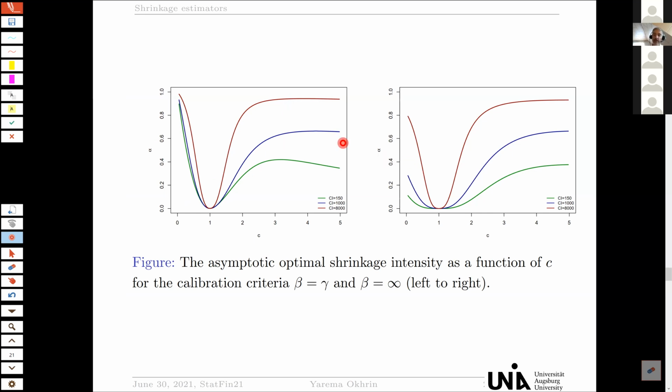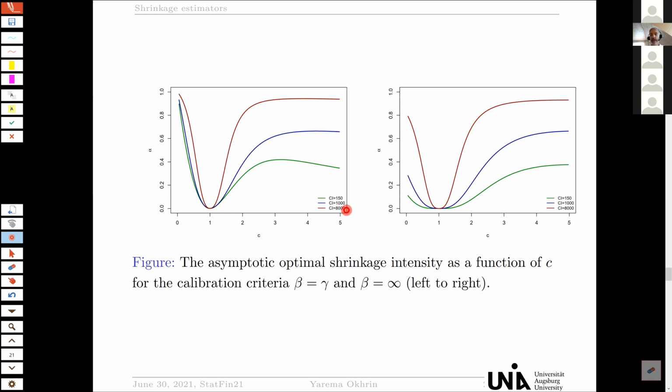So on the left-hand side, it is for the case when beta is equal to gamma. And on the right-hand side is if beta is equal to infinity. Those are the two different calibration criteria we have defined on the previous slides. So the results here are very natural.